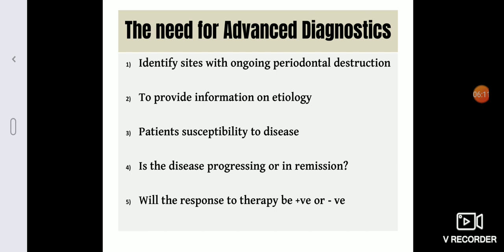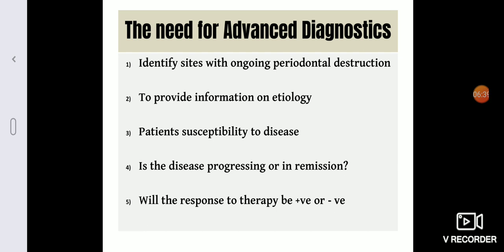Clinically, the diagnosis of periodontitis is made by measuring the clinical attachment loss. It's the loss of connective tissue attachment to the root surface and loss of alveolar bone, which can be diagnosed with the help of radiographs. Now, this information provides evidence of past periodontal destruction and some information about its extent and severity. However, this approach does not provide any information on the cause.